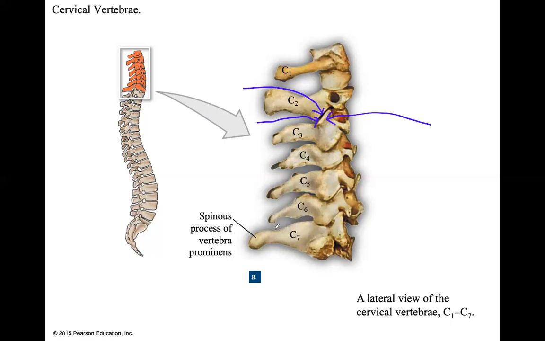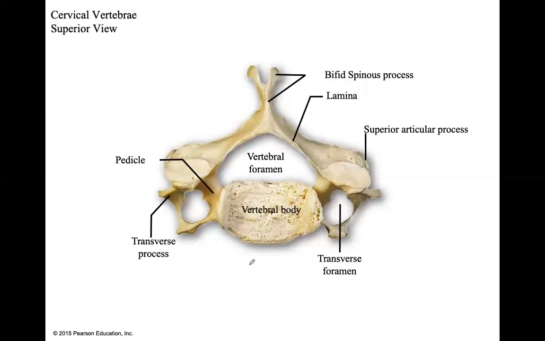Notice that C7 has a very distinct spinous process. It's the most prominent one. It's the one that's going to stick out the most. So they call it the vertebral prominence because it's the most prominent spinous process of the cervical spine.